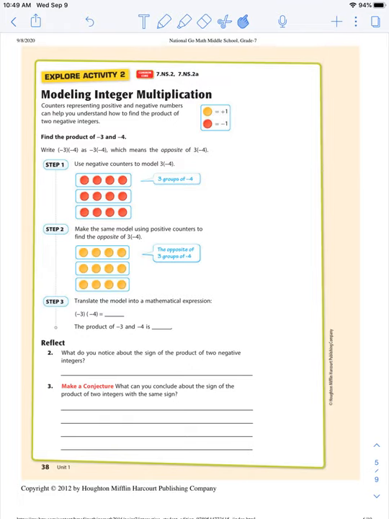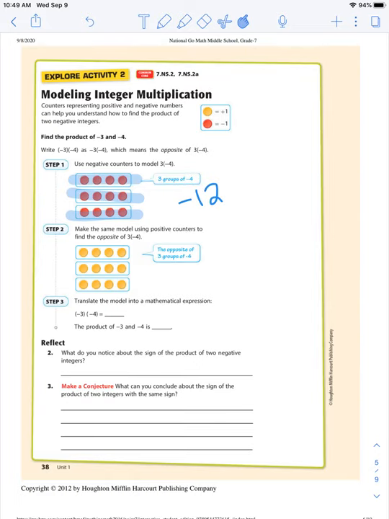So step 1, use negative counters to model 3 groups of negative 4. So remember the red side is the negative side. So each of these are a group of negative 4. So I have 3 groups of negative 4. If I count how many negative chips there are, that's going to total negative 12.